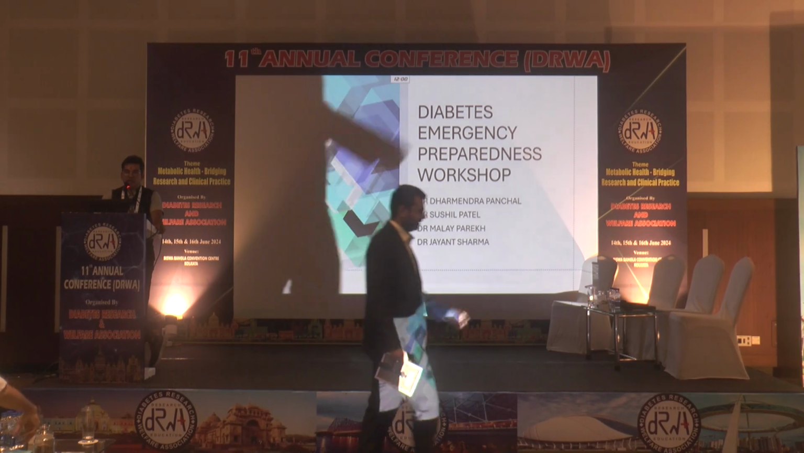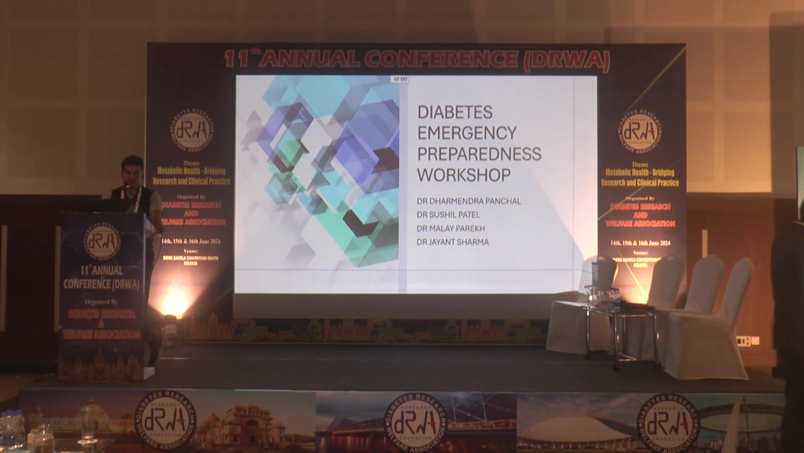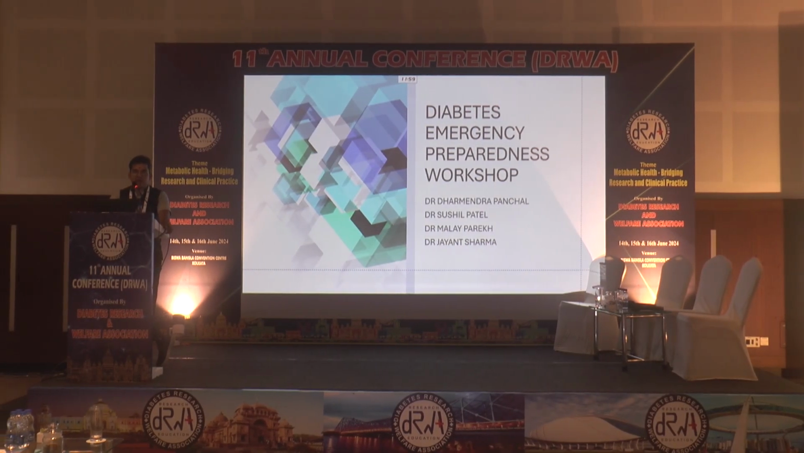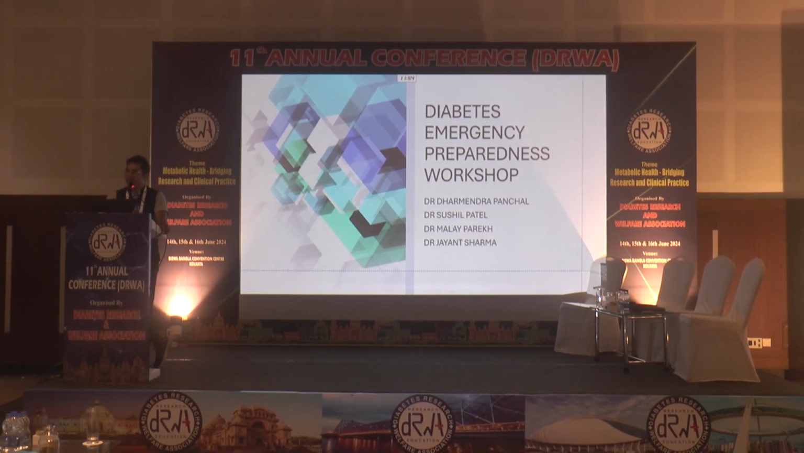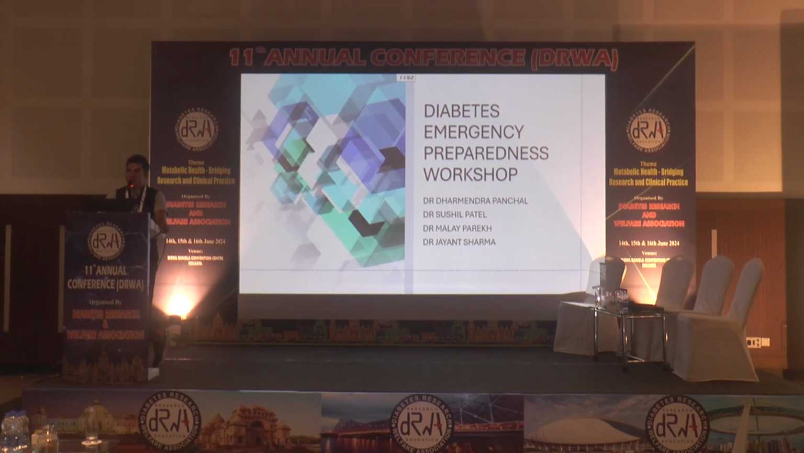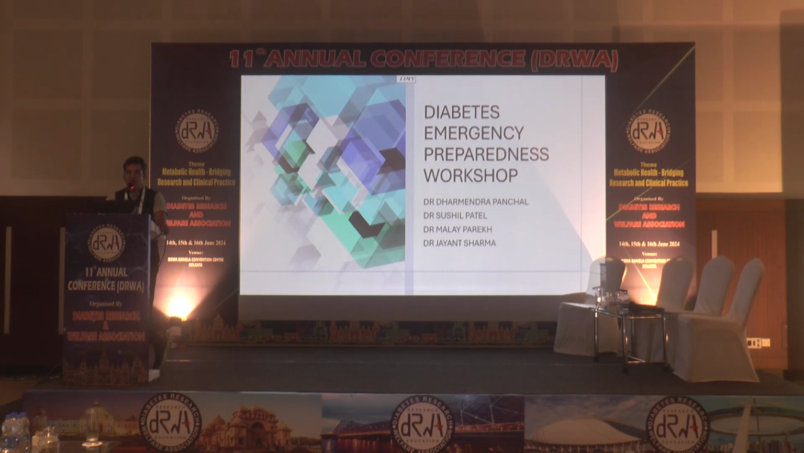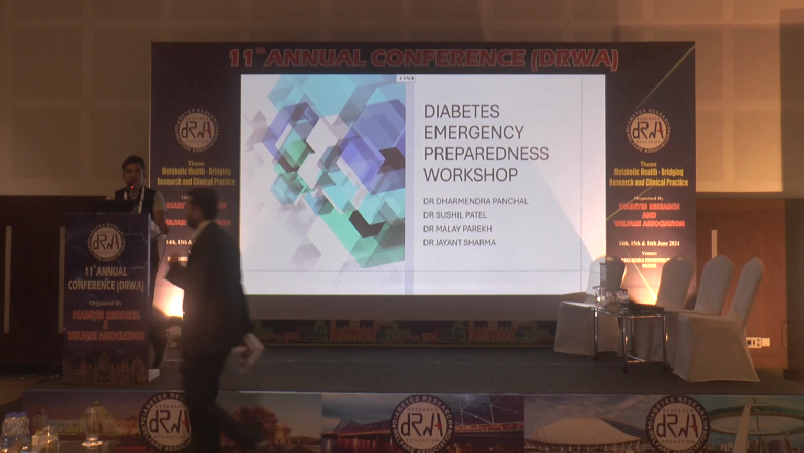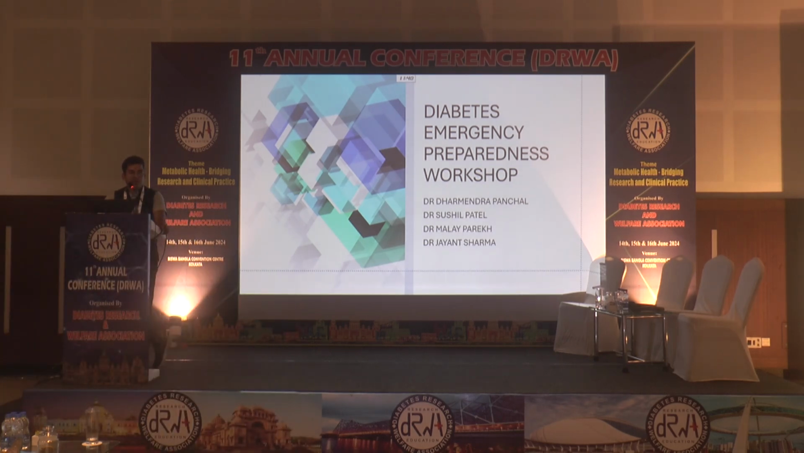So why do we need to be prepared for diabetic emergencies, and at what level? It can be at the home level for the patients. So the patient should be prepared, and more importantly the patient's family member should be prepared for diabetic emergencies, because in an emergency the patient may not be able to act, but the family member should be educated so that they can give a rapid response to the patient's condition. And the second thing is how the hospitals can be prepared for diabetic emergencies.